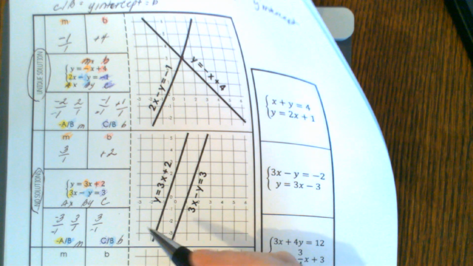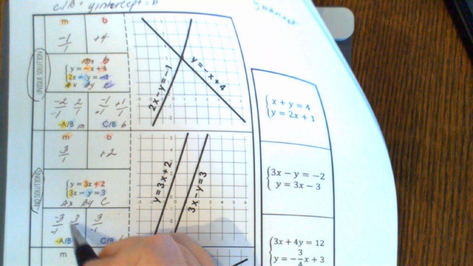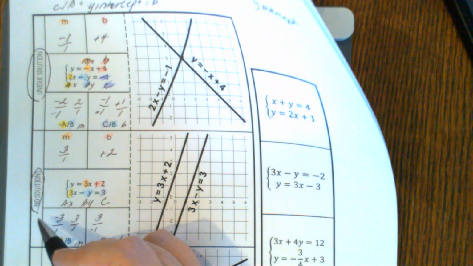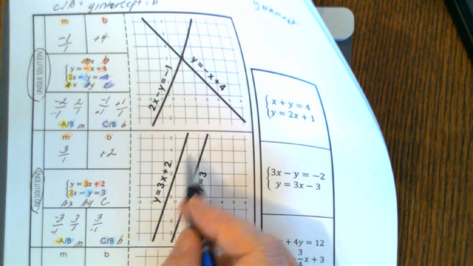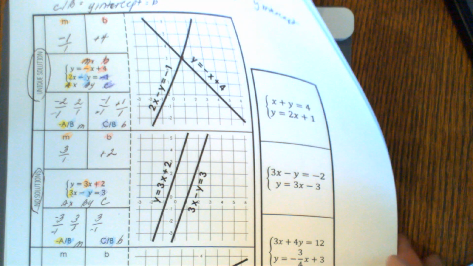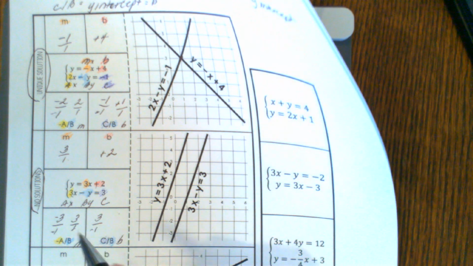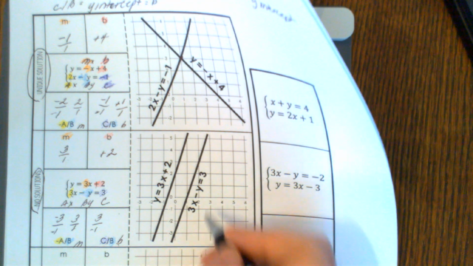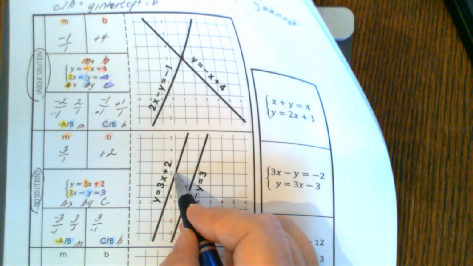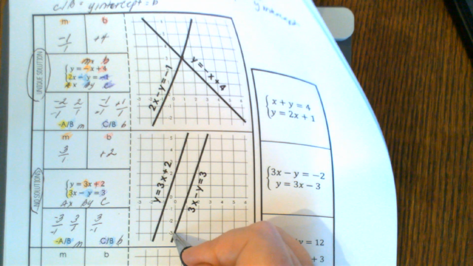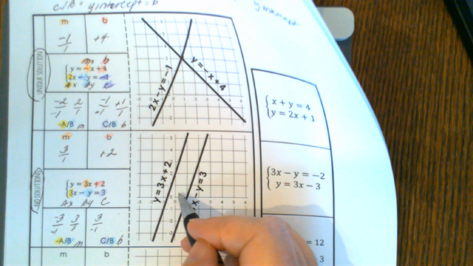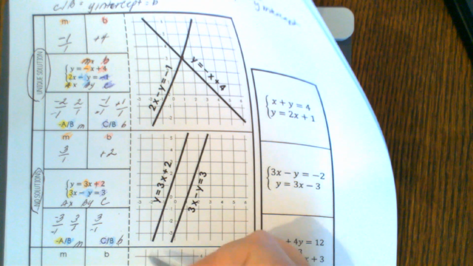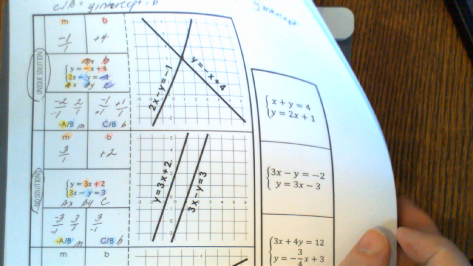Okay? If we look at this, 3 over 1, 3 over 1, it's the same slope. So there's no solution, because they have the same slope and they're never going to intersect. They're parallel, and they're parallel because the y-intercepts are different. If you start at a different y, this one starts at negative 3 right here, and this one starts at positive 2, they're going to be on different lines, although they have the same slope. Okay?